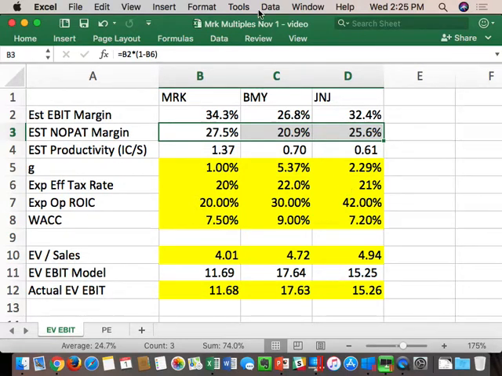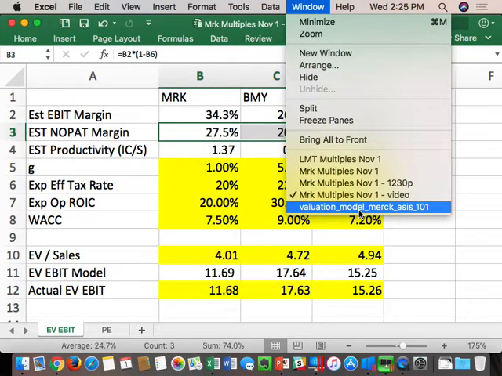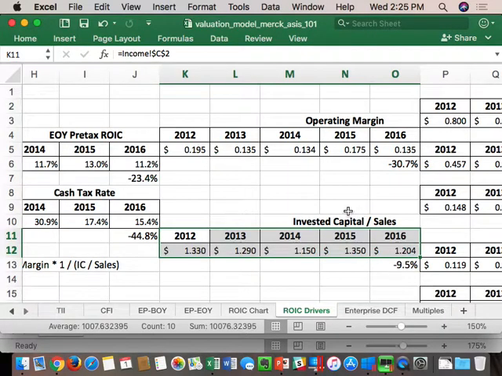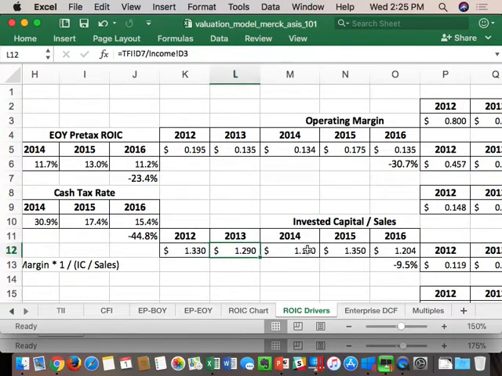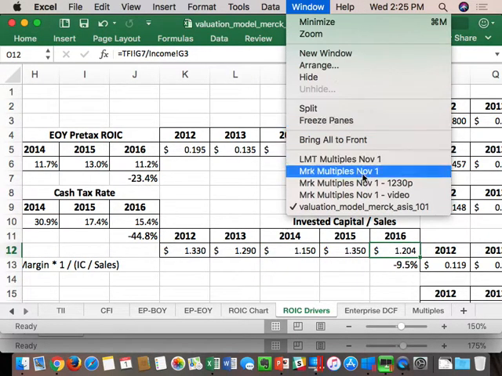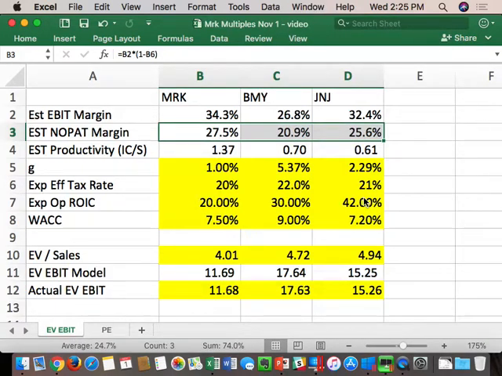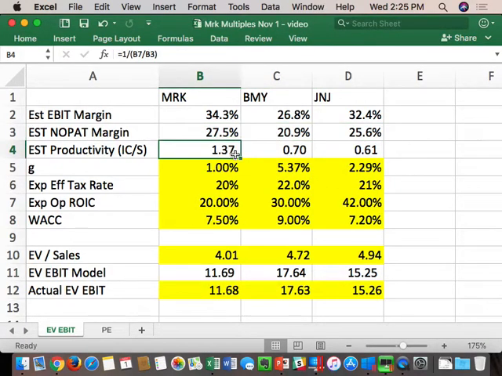Productivity is here. Look at Merck historically. Not that the past predicts the future, but look at our trend: 1.3, 1.3, 1.2, 1.4, 1.2. All right? What is the market saying going forward? What are they using for Merck? 1.37.